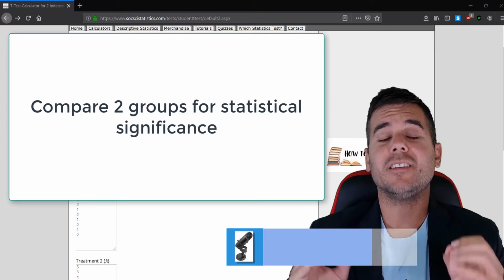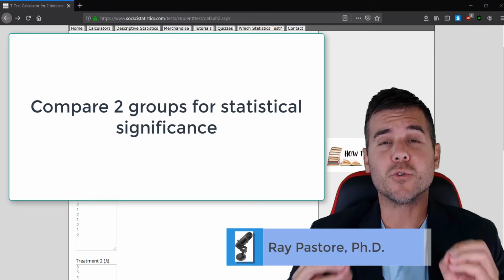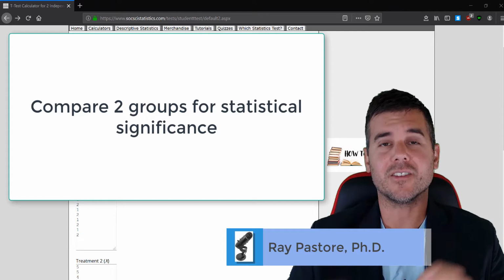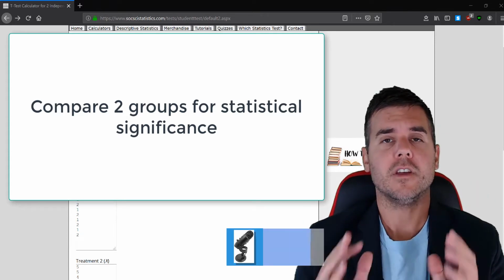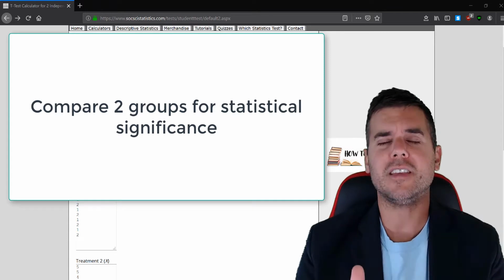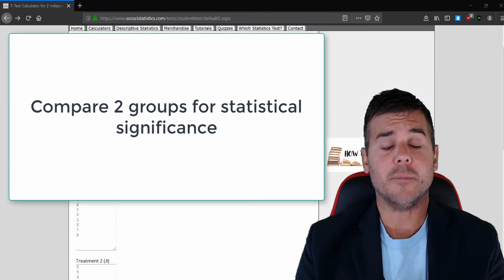Everybody, Ramey here, and today I'm going to talk about comparing two groups for statistical significance. In order to do that, we usually do this test called a t-test. Really simple to do, tons of calculators online in order to do it.